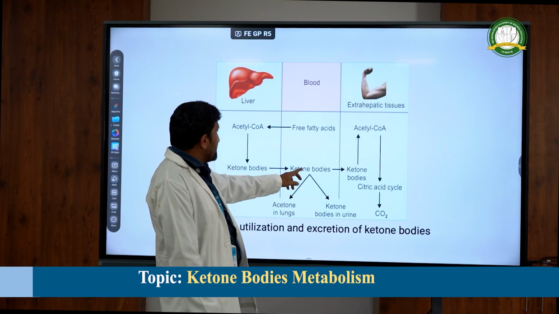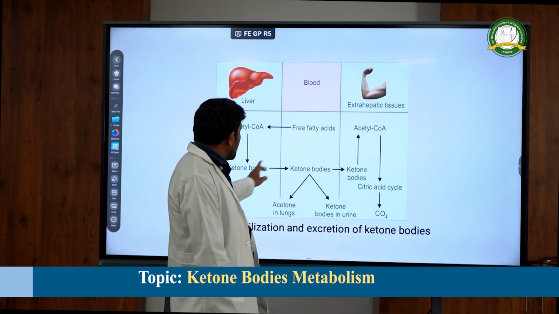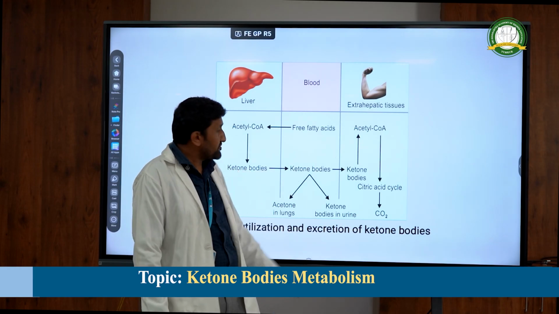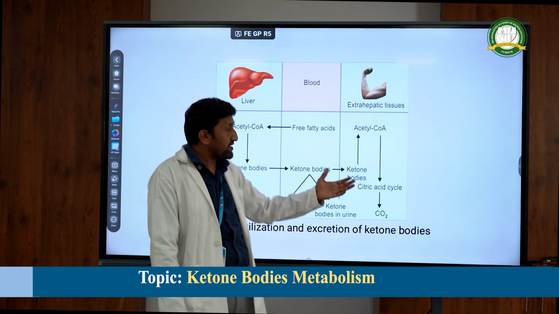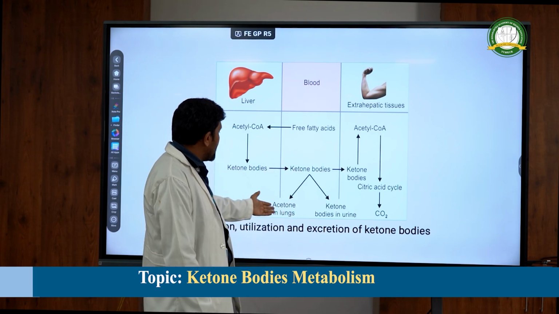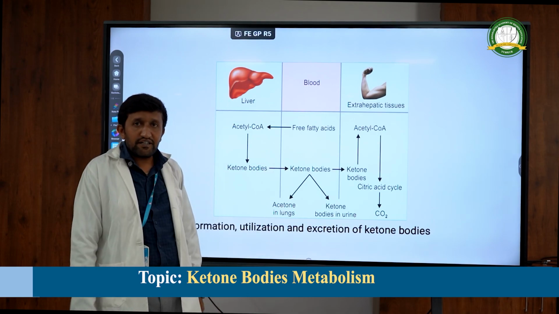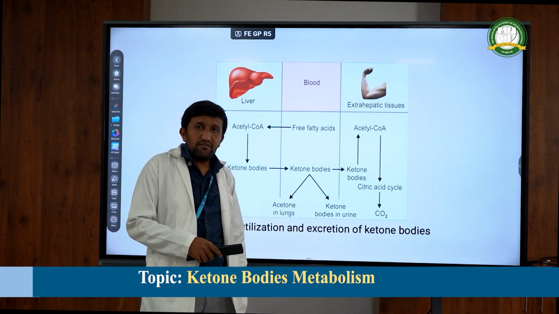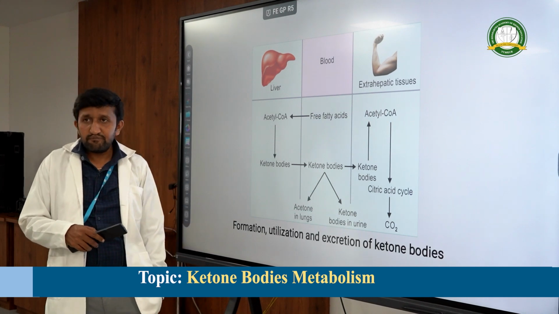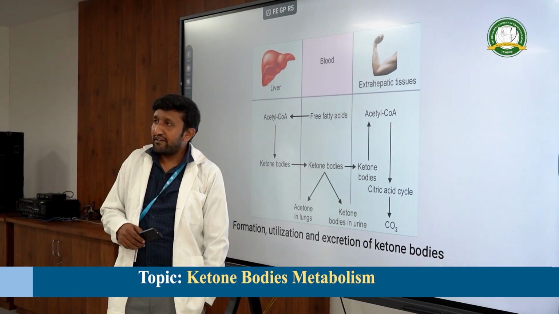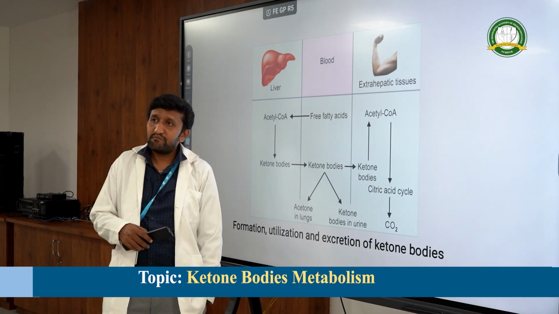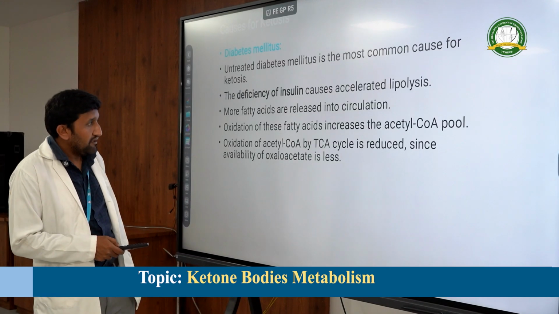When the extrahepatic tissues utilize ketone bodies more during the absence of glucose, the ketone bodies increase, and the condition is ketosis, that is ketonemia, ketonuria and smell of acetone in the breath. Ketonemia is the presence of ketone bodies in blood, and ketonuria is the presence of ketone bodies in urine.